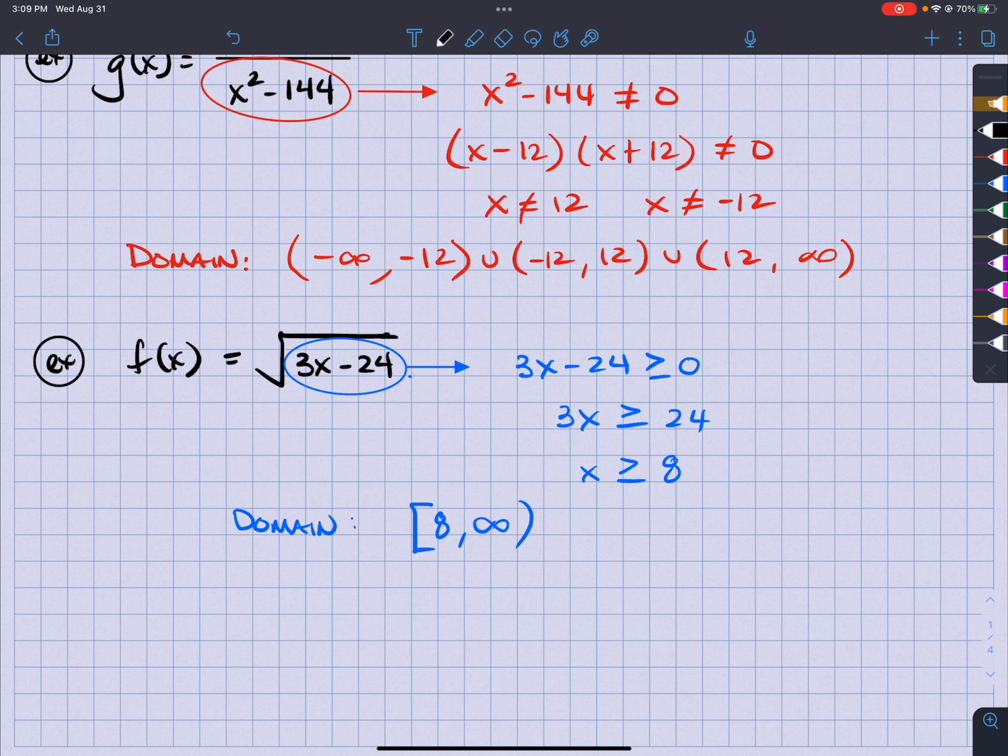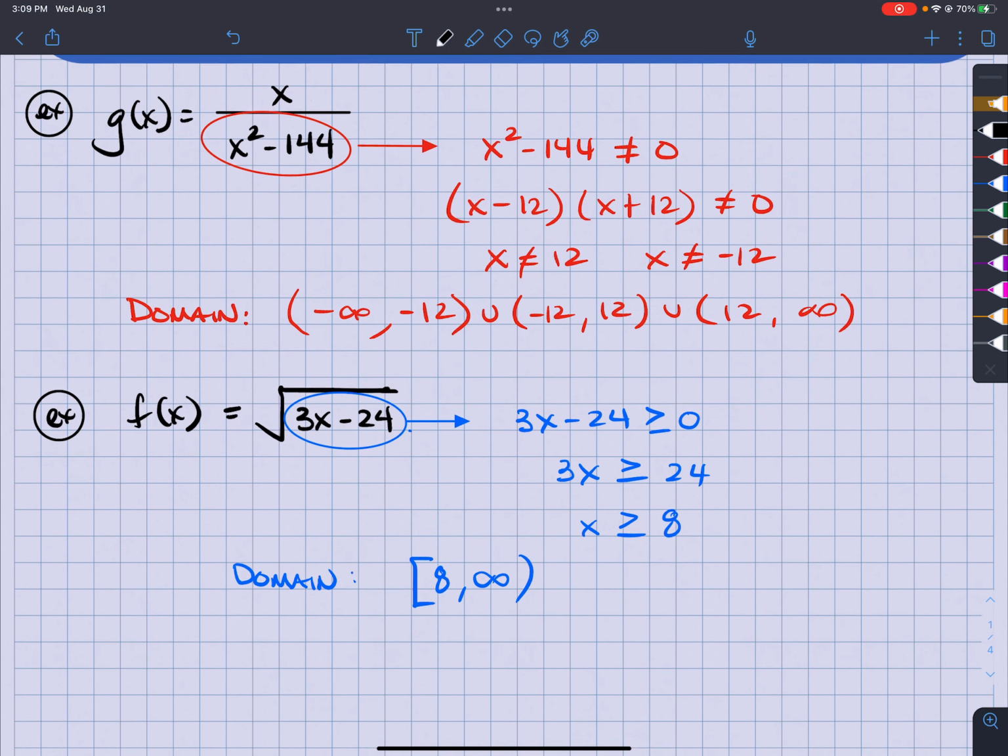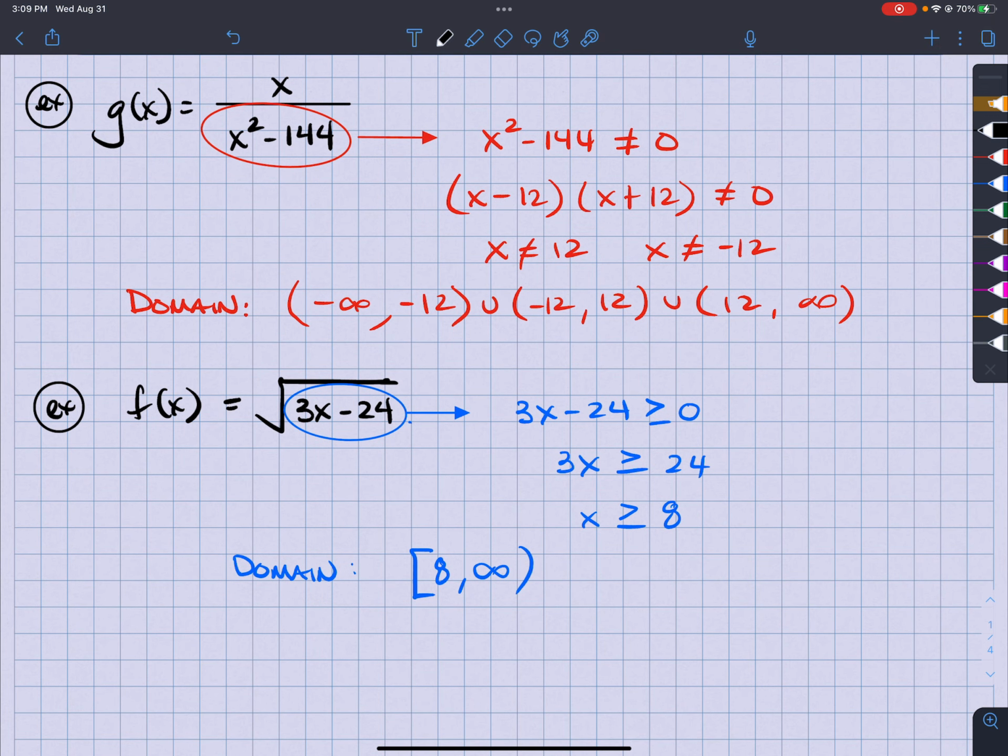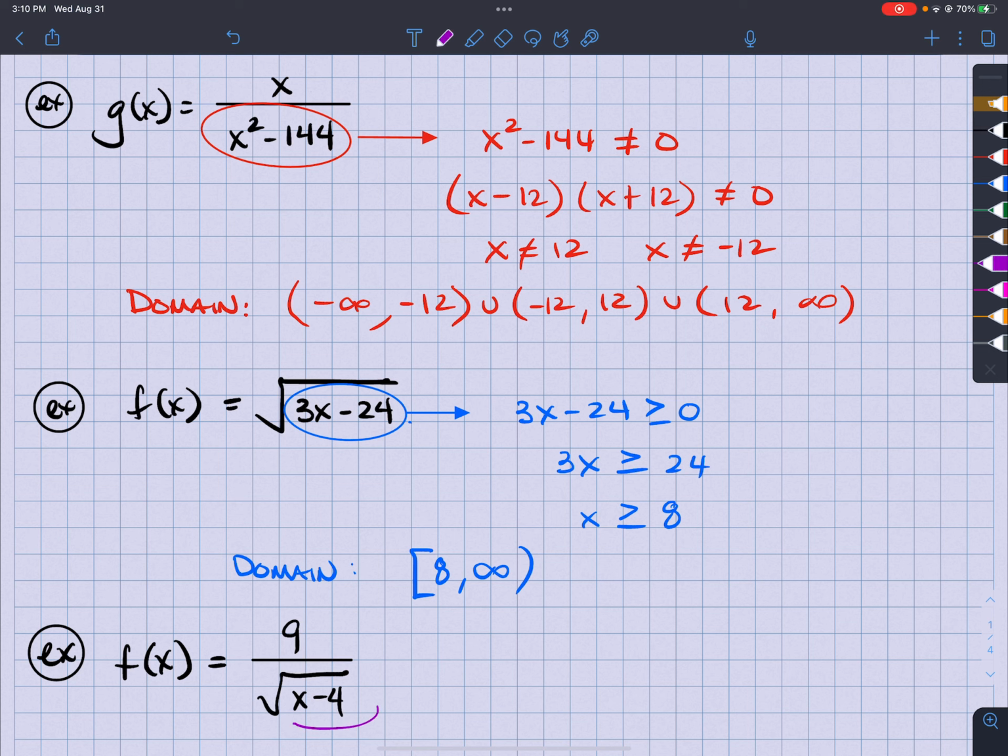All right. But what if we had another example? What if we had f of x is equal to 9 over the square root of x minus 4? Would we say that the x minus 4 has to be greater than or equal to 0?